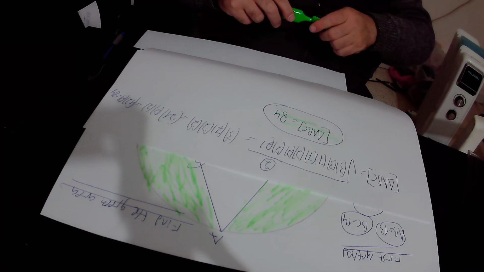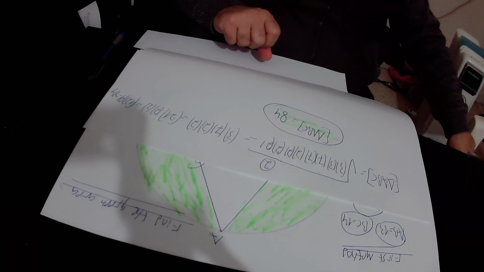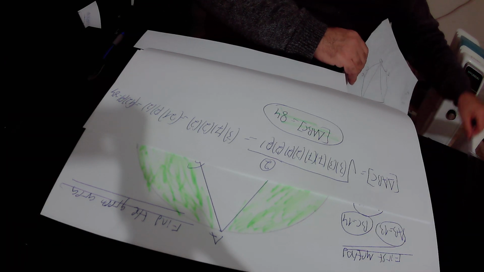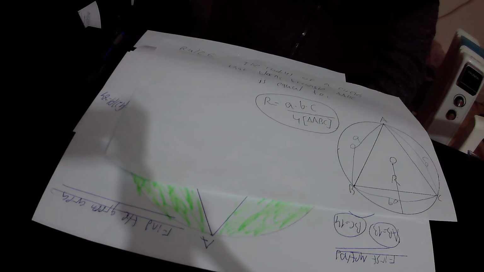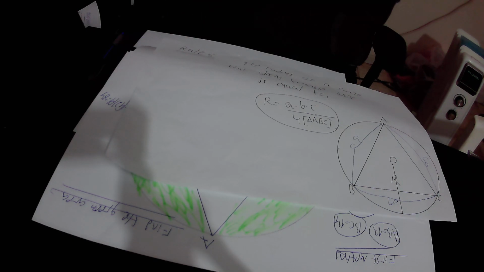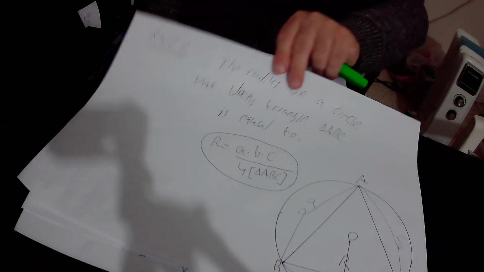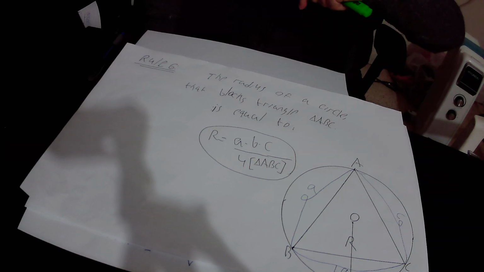Okay. In the next step, I will present to you a new rule, and we will implement the new rule in our drawing. The new rule is rule number 6. According to rule number 6, here in the drawing we have a circle that blocks triangle ABC.